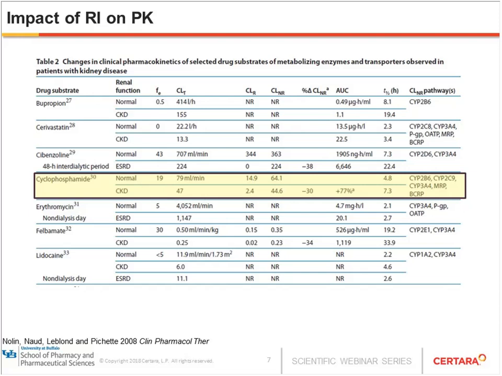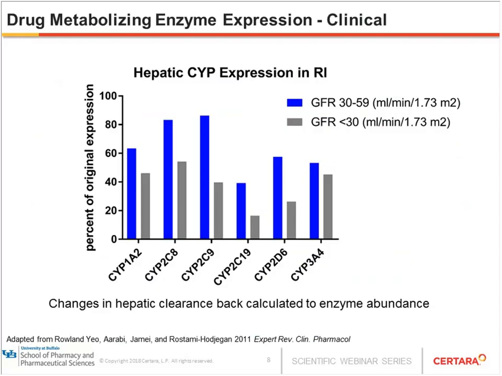So there are a number of pathways of elimination that can be affected in renal impairment, and changes in PK in renal impairment are not restricted to just changes in GFR. So I want to talk a little bit about these other factors in renal impairment that can impact PK that require further investigation. So one of these factors is the expression of drug metabolizing enzymes.